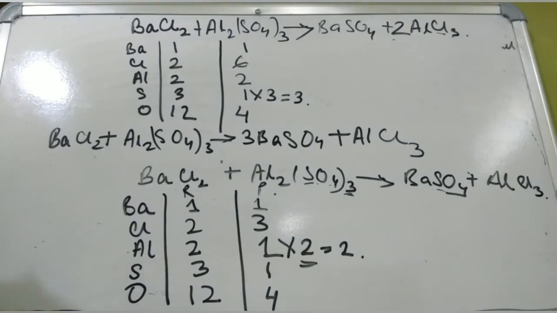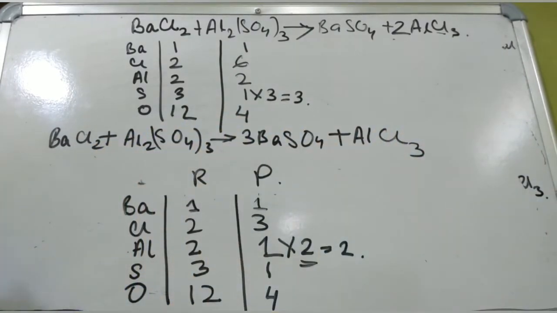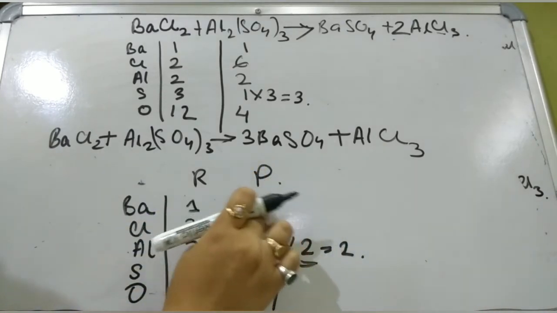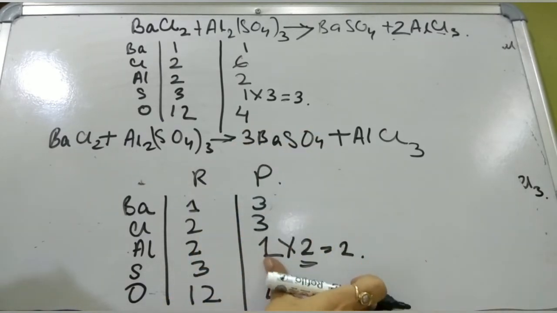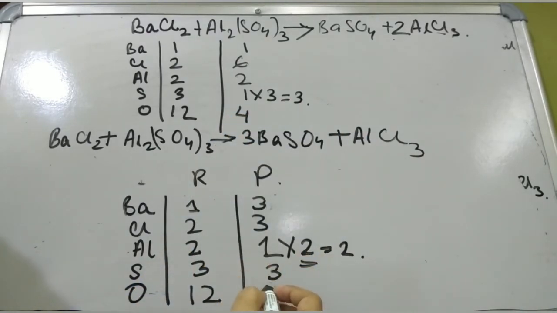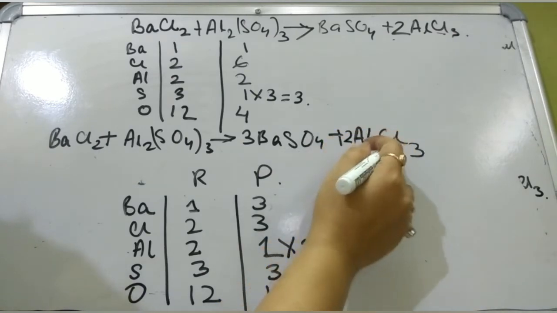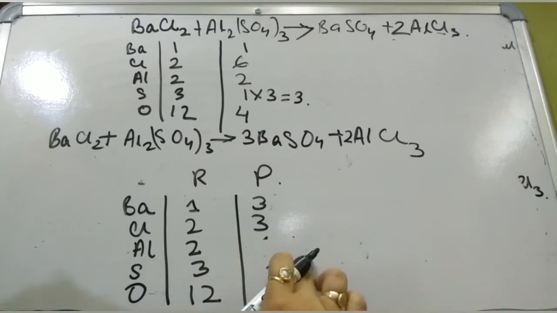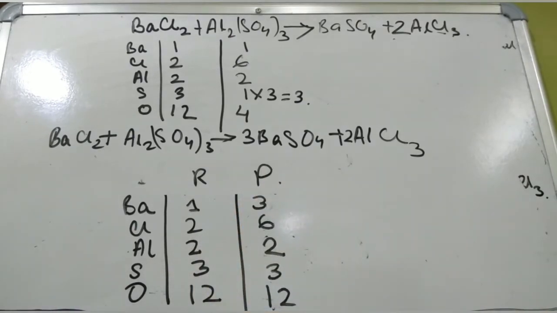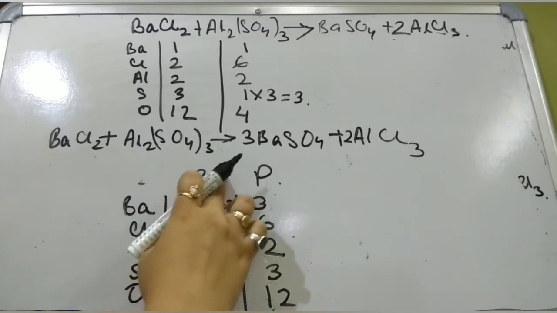Okay, so next we have to write the number of atoms in the reactants and in the product. Since we haven't changed anything in the reactants, all the numbers will be the same. But in the product there will be some changes because we have multiplied sulfur with 3. Oxygen: we have 4 times 3, which is 12 oxygen. Now the number of oxygen atoms is balanced. 2 aluminium will be written, 2 AlCl3, since we got 2 aluminium before. Chlorine we will have 3 times 2, which is 6 chlorine atoms. Now barium is not balanced, so to balance barium I have multiplied it with 3.